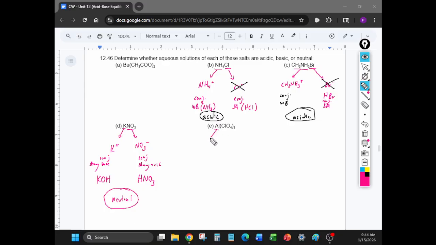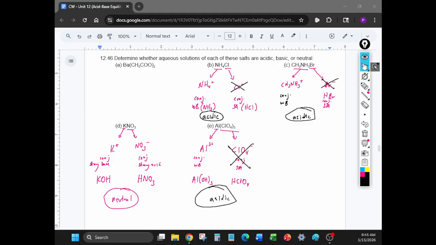All right, and then lastly, we have this one right here. AlClO4 three times is going to dissociate into Al3+, and ClO4 is going to dissociate into ClO4 minus, and there's going to be 3 of them. If we take a look at Al, if we add hydroxide to it, it's going to be Al(OH)3, and this right here is a weak base. So that means Al3+ is the conjugate of a weak base. If we add a hydrogen to ClO4 minus, we get HClO4, which is one of the strong acids you need to memorize. So this is the conjugate of a strong acid. This one will not affect the solution. So we're just looking at how the Al3+ affects the solution, and that's going to make it acidic.